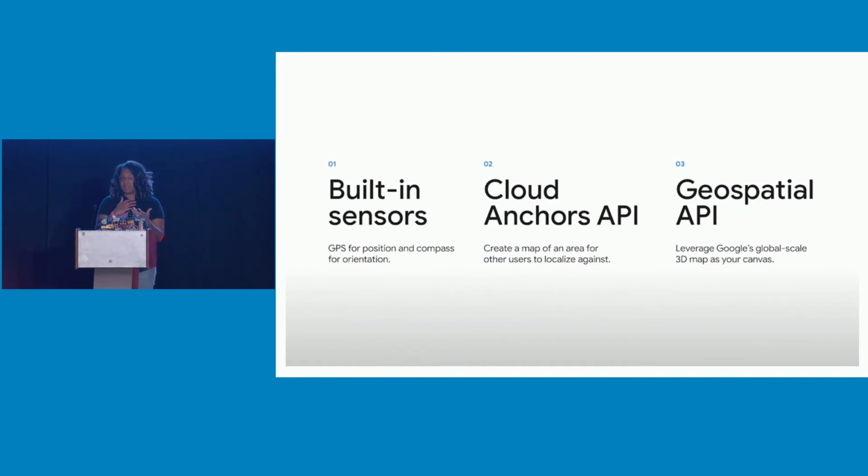And then the geospatial API is something that was just recently introduced, and it gives you the best of both worlds, where you're leveraging Google's global scale 3D map as you build out this application. What's really interesting here is that for the many years that Google has been building up this 3D map with Google Earth and Google Maps, driving around and mapping out the 3D environment, they've used that to give you additional accuracy whenever you're trying to find your location, your pose, or your rotation within a space.